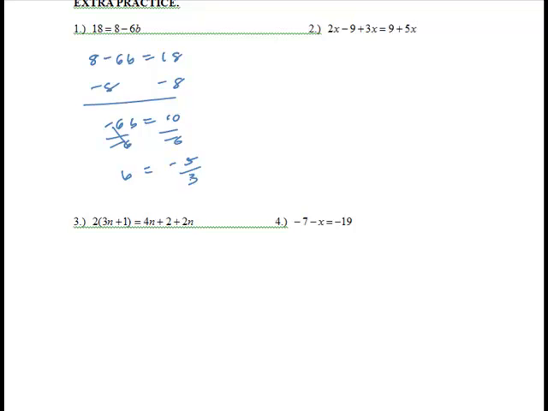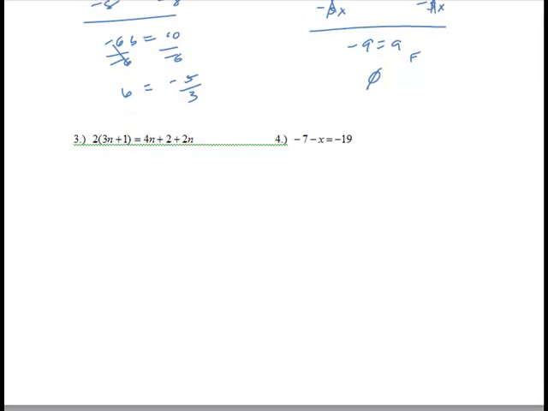Example 2, simplify each side. The left-hand side, combine like terms. 5x minus 9 is equal to 9 plus 5x. Get all your variables on one side. I'm going to subtract 5x from both sides. So in this case, all the variables cancel out, leaving me the equation negative 9 is equal to a positive 9, which is a false statement, so no solution. Example 3.